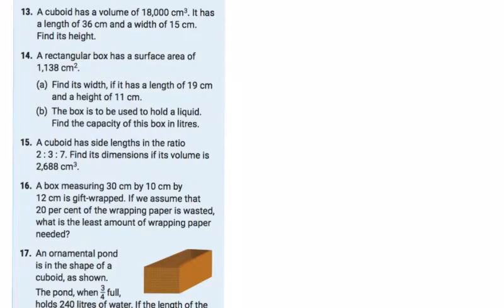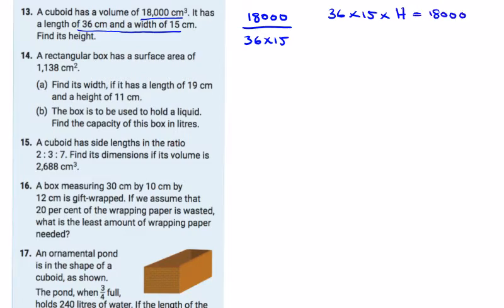More 3D shapes. A cuboid has volume 18,000 centimeters cubed. We're given two of the variables and asked to find the third. So we could do it quickly by just writing 18,000 over 36 by 15. And you guys know where this comes from. We can say that 36 by 15 by whatever your unknown variable is, we could call it h for height in this case. And the second line will be what, when you're getting good at maths, should be your first line.